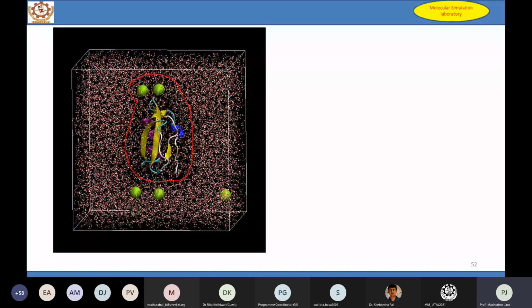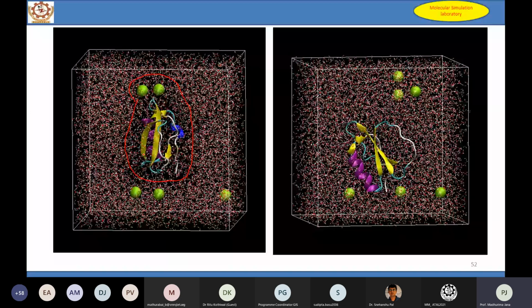And when the minimization is done, you can see that the water is now uniformly distributed around the protein molecule. Okay, so this is a very simple snapshot I have shown to you. But when you are using a mixed solvent, there will be many more complex molecules present in your system.